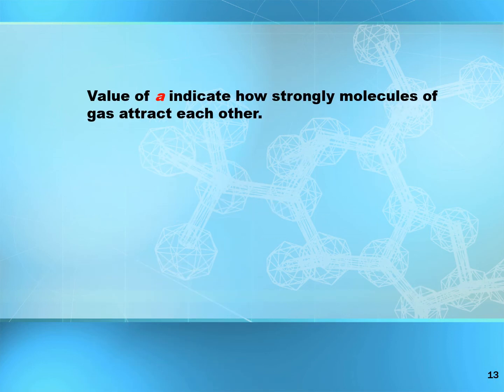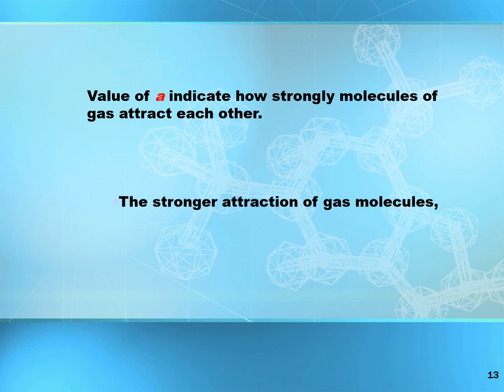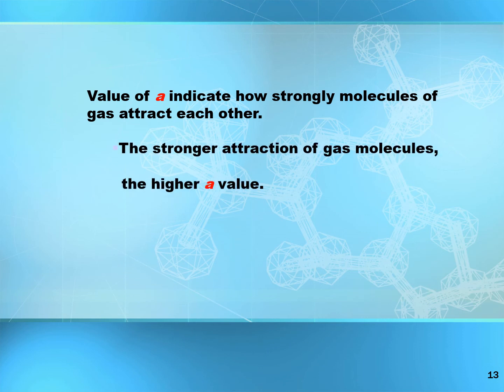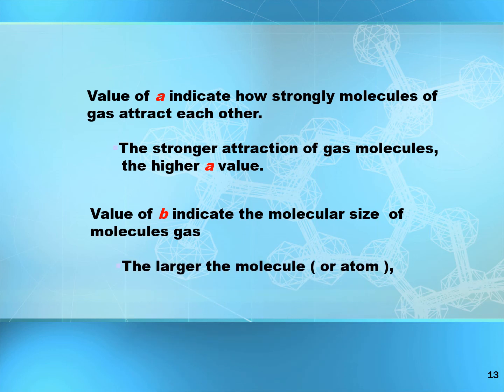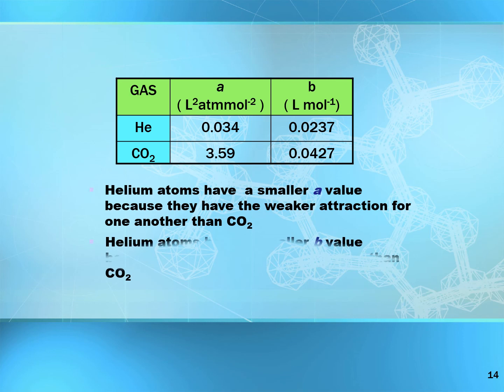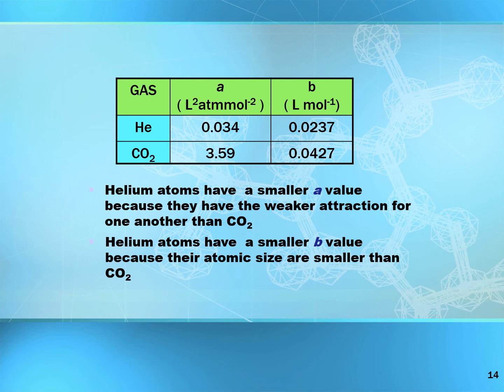The value of a indicates how strongly molecules of gas attract each other. The stronger the attraction of gas molecules, the higher the value of a. The value of b indicates the molecular size of the gas molecule. The larger the molecule or atom, the higher the b value. Helium atoms have a smaller a value because they have weaker attraction for one another compared to carbon dioxide. Helium atoms also have a smaller b value because their atomic size is smaller than carbon dioxide.